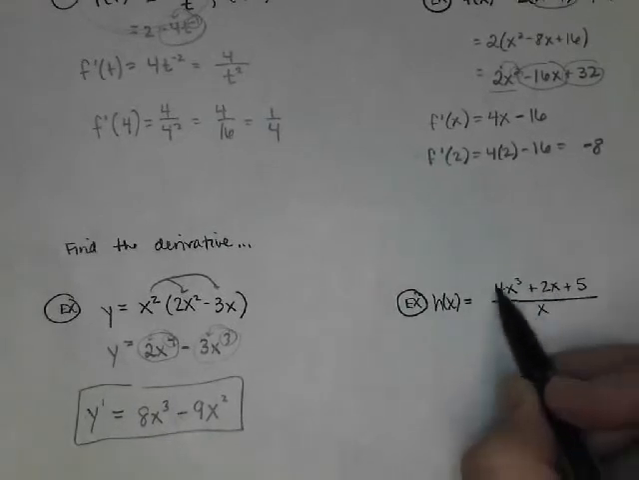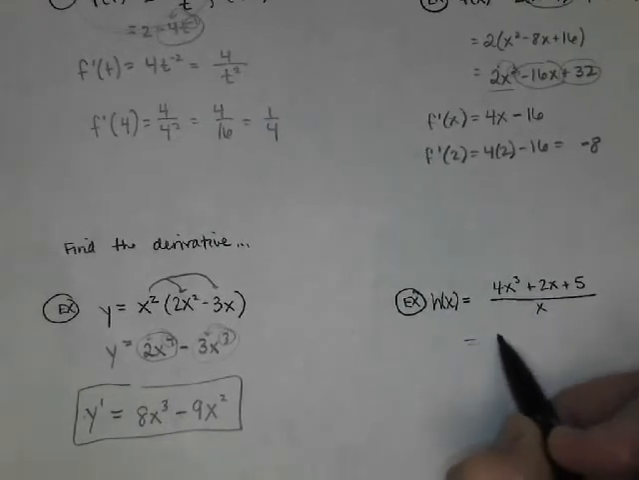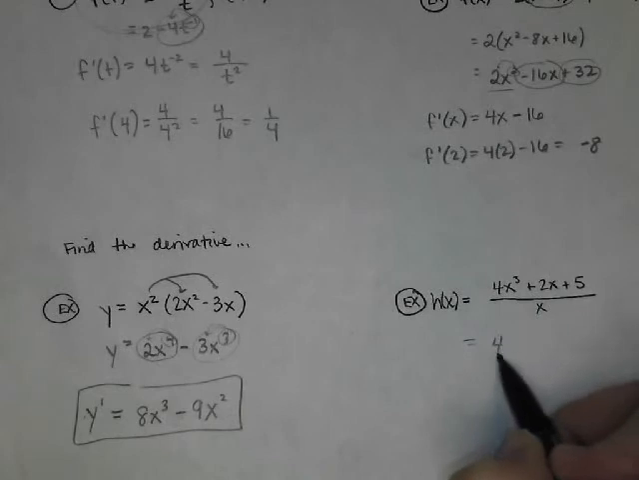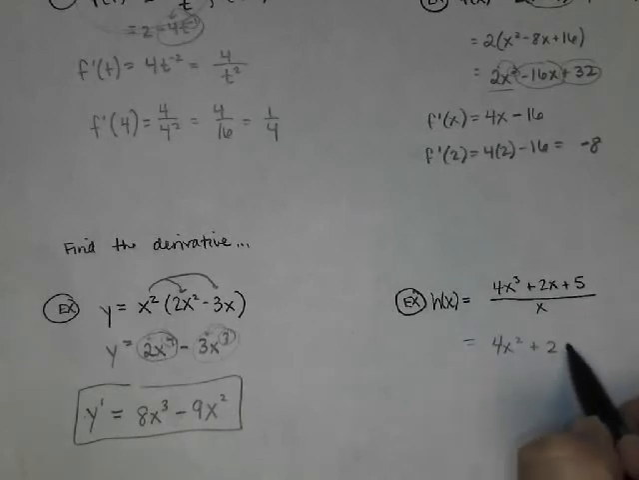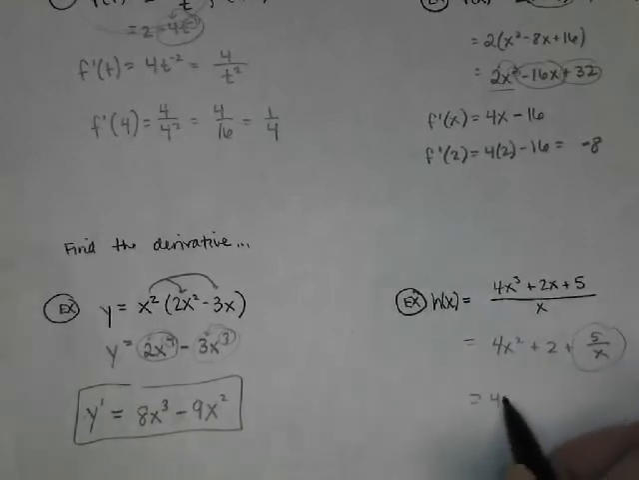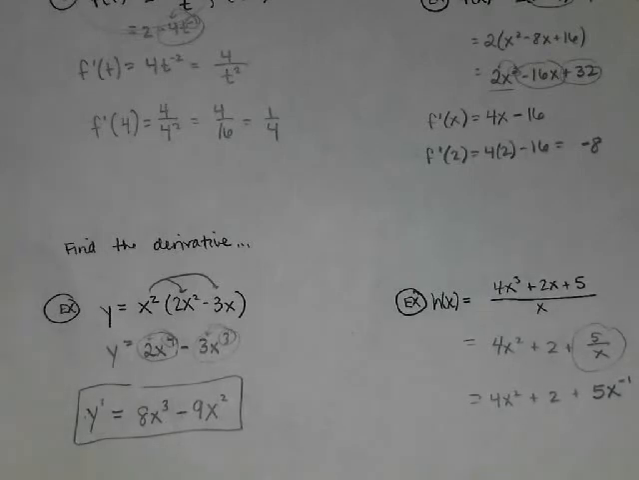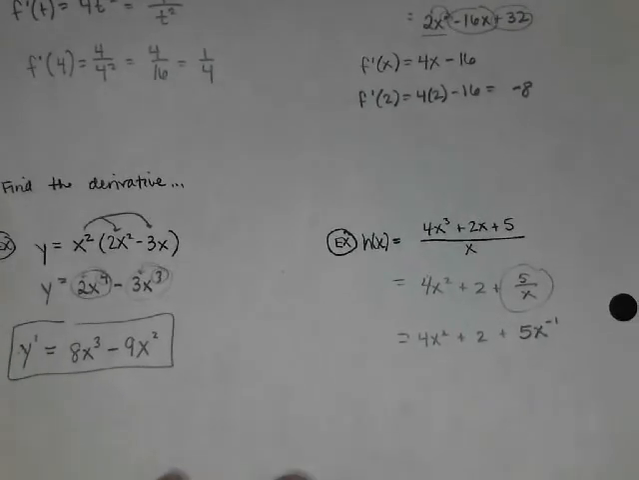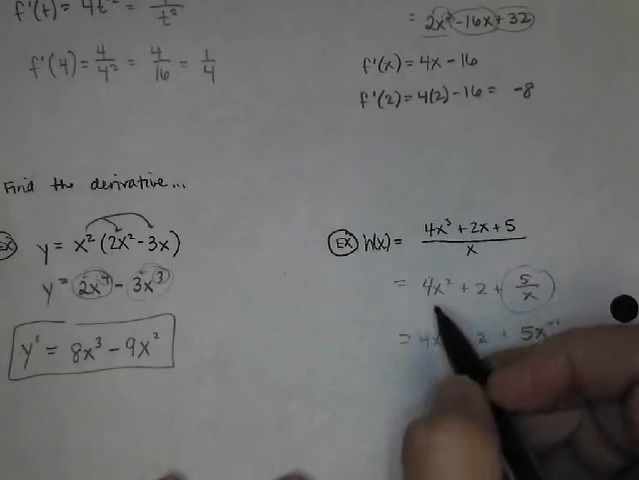And then same thing with this one. We want to do the division on each piece, so that'll be a 4x squared plus a 2 plus a 5 over x, which we may want to rewrite as well. 4x squared plus a 2 plus a 5x to the negative 1st power. So that's all h of x.